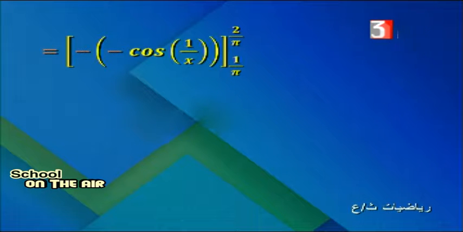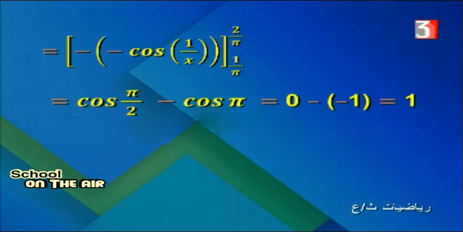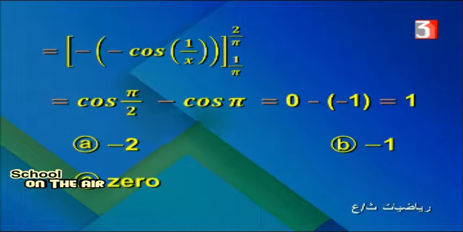Then negative cosine 1 over x from 1 over pi to 2 over pi equals cosine pi over 2 minus cosine pi. We know that cosine pi over 2 equals cosine 90, which equals 0, minus cosine pi, which equals cosine 180, equals negative 1. 0 minus negative 1 equals positive 1. Then the definite integral of sine 1 over x power 2 dx from 1 over pi to 2 over pi equals 1, or the letter D.